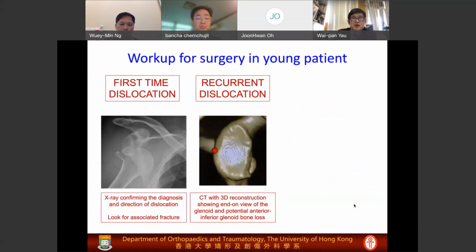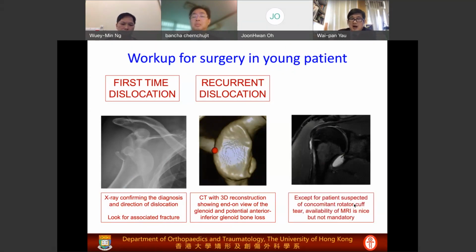So for the workup of the surgery for the young patient, the most important thing for me is an X-ray showing a dislocated shoulder, confirming the direction of dislocation and whether I suspect an associated fracture. If possible, I like to do a CT with a 3D reconstruction, especially an end-on view of the glenoid, so that I can assess the exact bone loss. And MRI, I think it is good to have, but not a must, especially if I don't suspect that there is concomitant rotator cuff pathology.